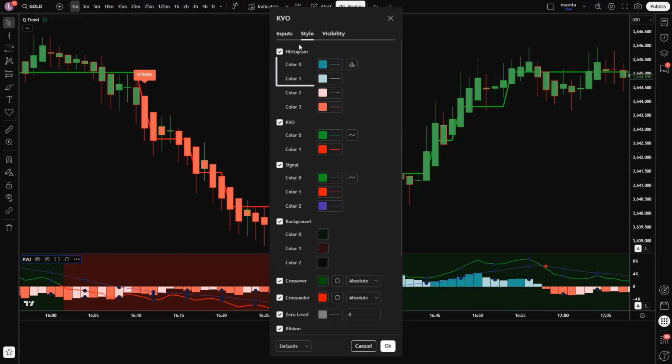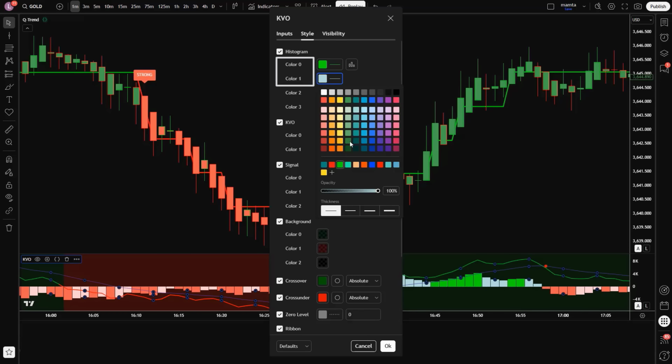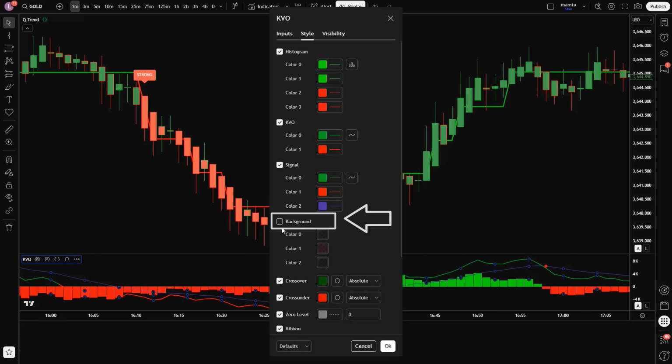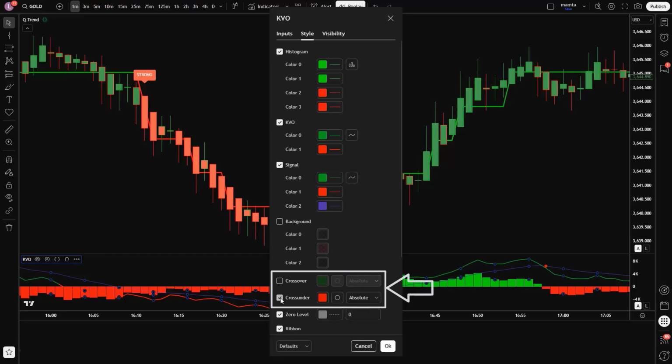We need to change these color 0 and color 1 options. We need to change these color 2 and color 3 options. We need to hide the background option. We need to hide these options. Now our setup is ready.